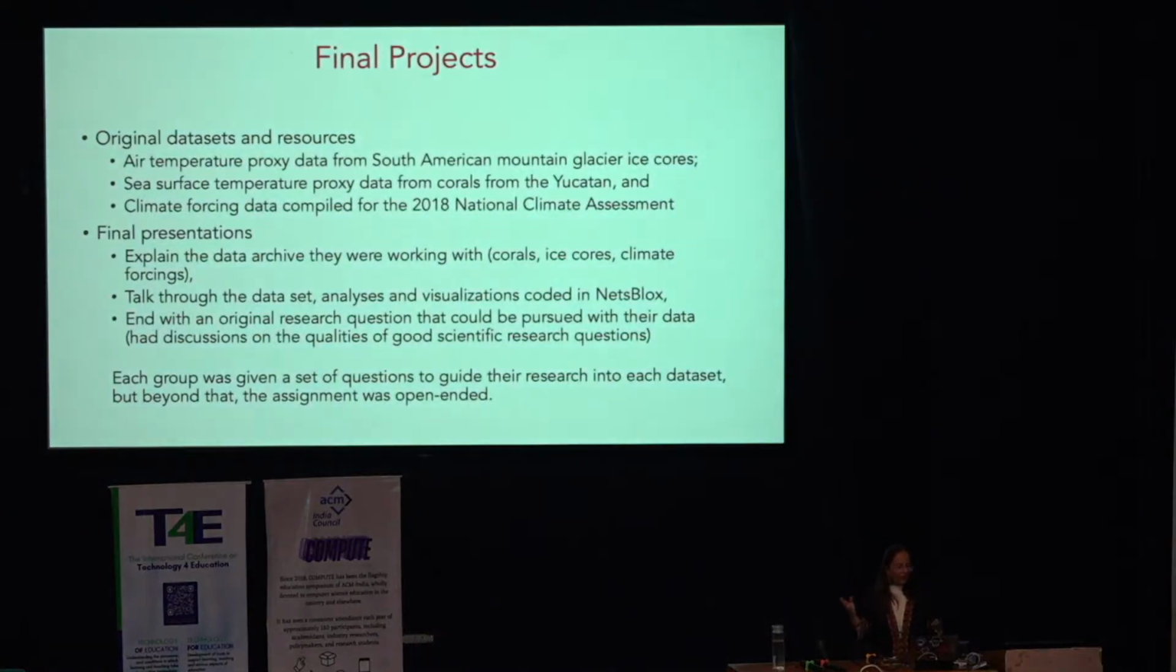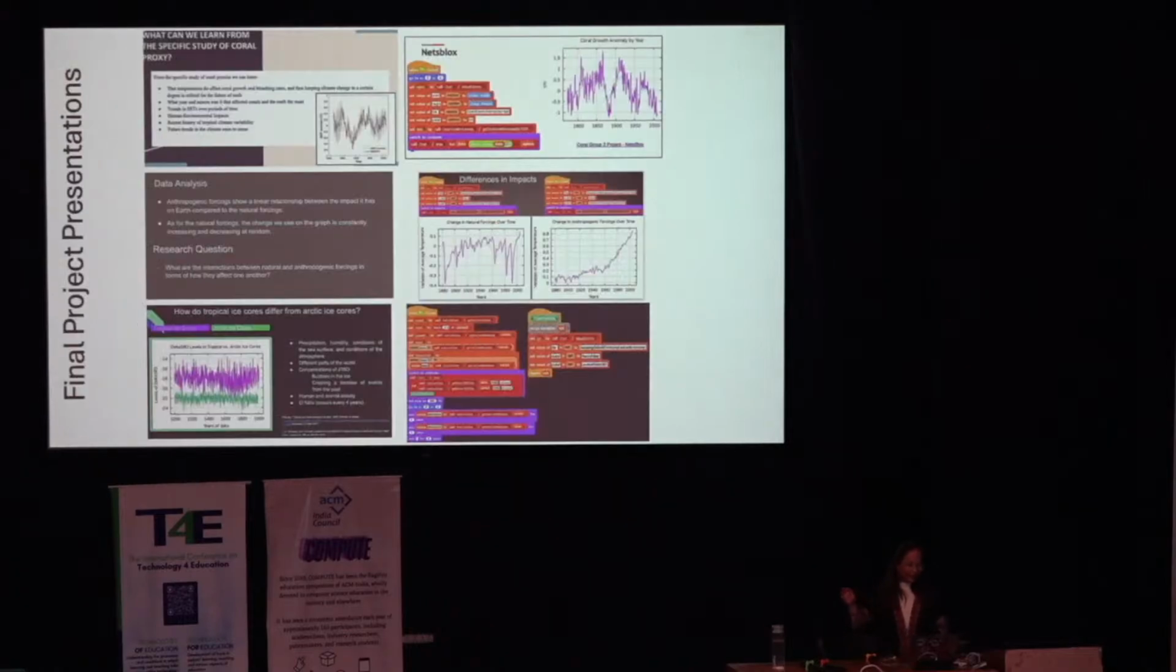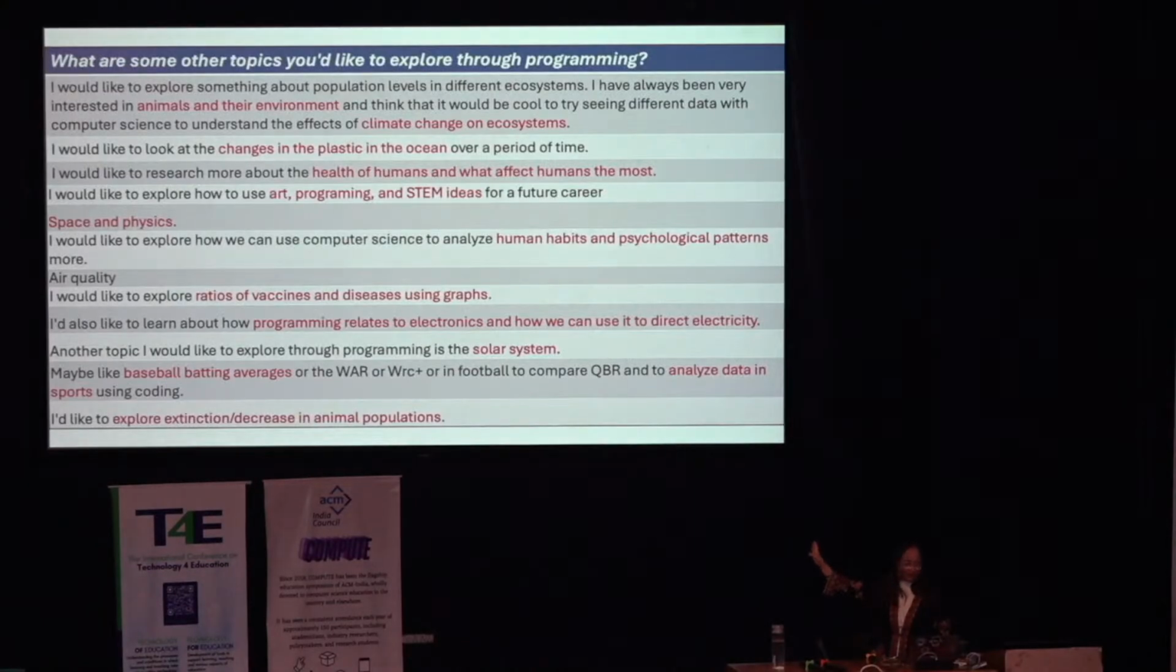And in final projects, students actually worked with real data from glacier ice cores, from corals, from climate forcing data. And in the final presentations, they had to explain the data archive. Understanding data and its features is a very key piece of data science, having students engage in data science. They talked through the data set and the analysis and visualizations, etc. It was a very rich experience for them, given their responses in their post surveys. It really opened their eyes to what could be done with data science and computing.